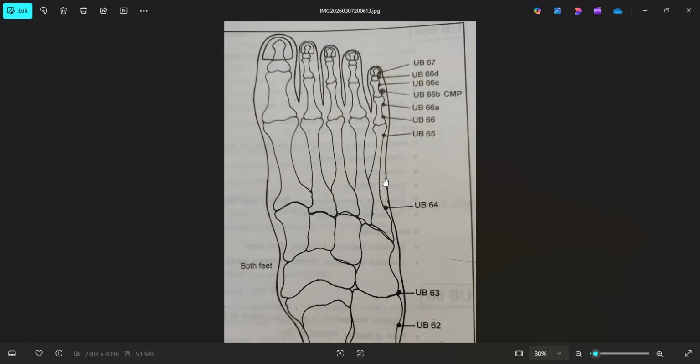UB66D. Can you see UB66D? बड़ा करूं इसको? Should I enlarge it further? दिख रहा है सबको?